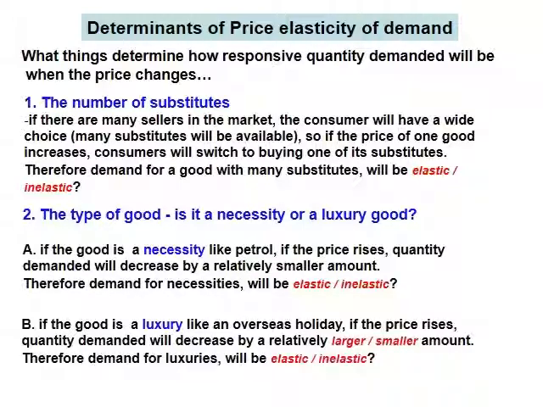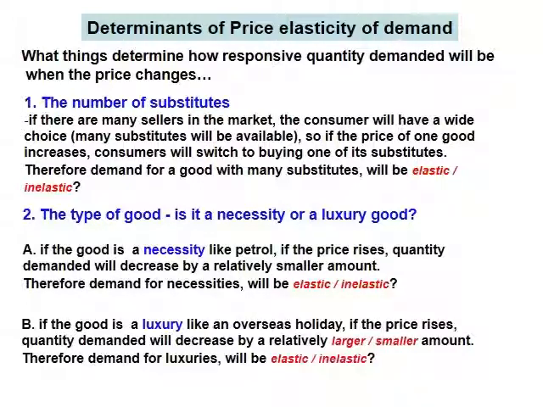So the first and maybe the most important determinant is the number of substitutes. If the good has lots of substitutes, like Coke, if the price of Coke goes up, well, consumers just switch to a cheaper alternative, and there's such a big number to choose from. In the case of petrol, if the price goes up, well, there are not many alternatives to petrol. Most cars in New Zealand run on petrol, so people haven't got much choice. So demand for petrol would be inelastic, while the demand for Coke would be elastic.